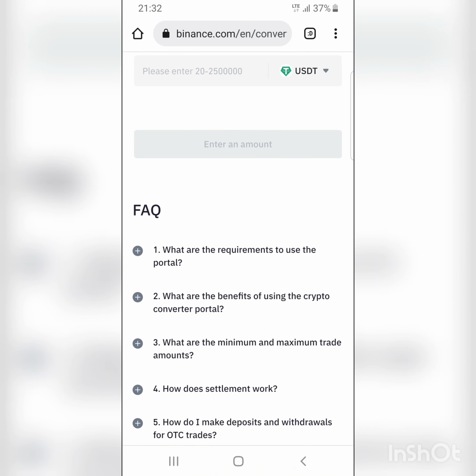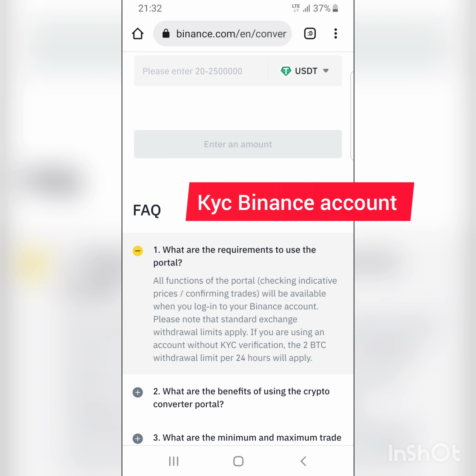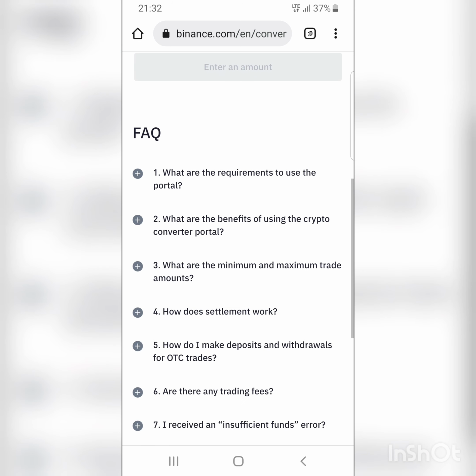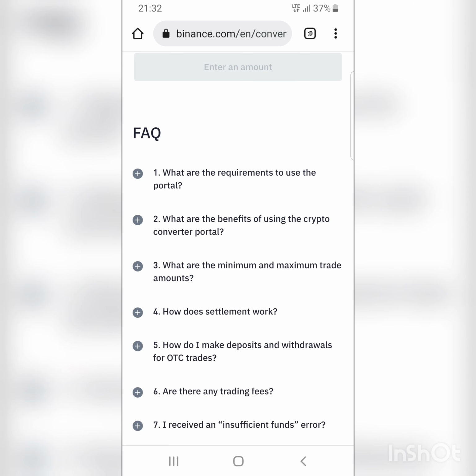These are the frequently asked questions. What are the requirements to use the portal? All functions of the portal, checking indicative prices and confirming trades, will be available when you log into your Binance account. So obviously you must have a Binance account and you must have done KYC. My account is already verified. What are the benefits of using this? Users can easily convert their assets on the portal without having to worry about complicated matters such as the order book and trading fees, the one I just explained above. So it really helps you avoid all that chaos.